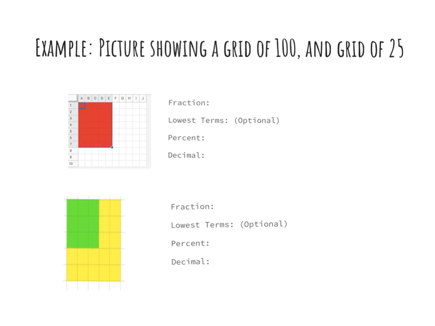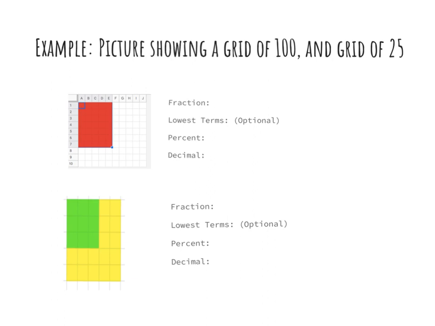So you're going to see on this page here I have one grid that we're going to look over. It's a 10 by 10, 100 grid. And the second one here is 25, so a 5 by 5. On each slide you're going to be asked to find the fraction and then reduce it to the lowest terms if possible. That's why it says optional. The percent as well as the decimal.